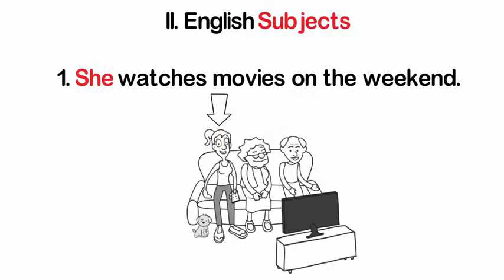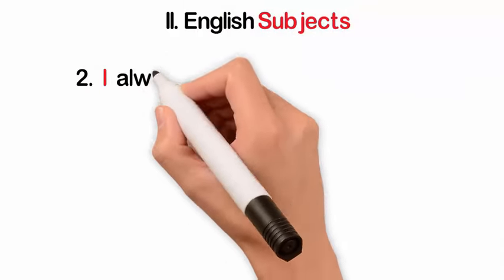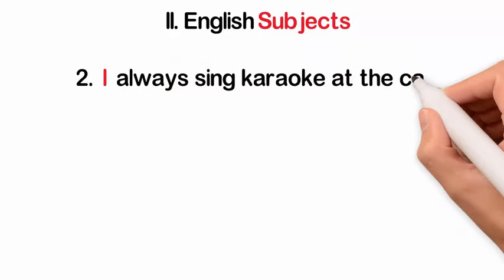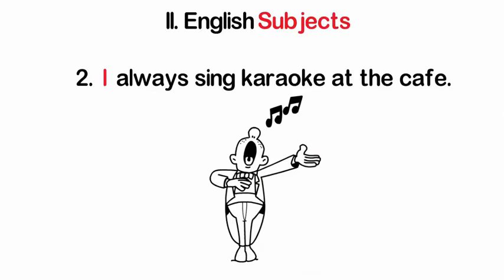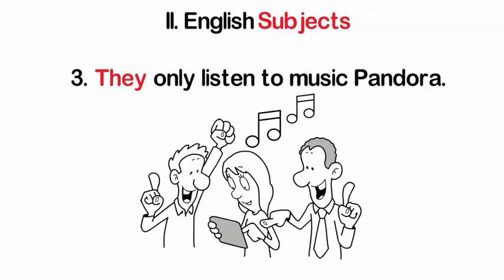1. She watches movies on the weekend. Here, the subject is she, as the subject she is doing the action of the verb. She is the one watching. 2. I always sing karaoke at the cafe. The subject in this sentence is I, as I am the one who is singing. 3. They only listen to music on Pandora. The subject in this sentence is they, as they are the ones doing the listening.